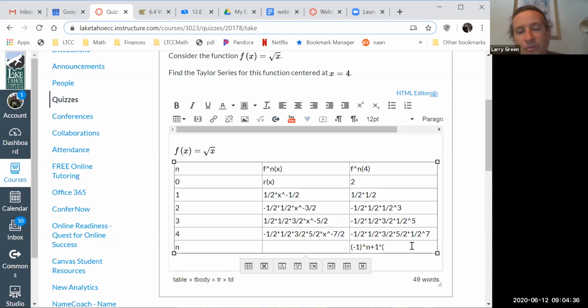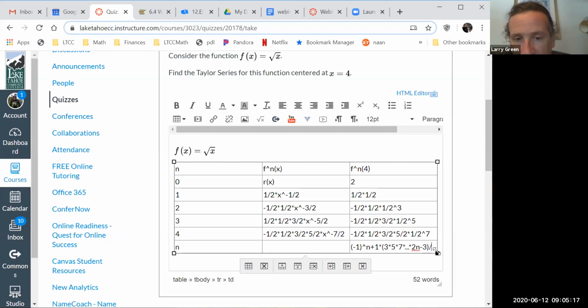So notice that it's the product of the odd numbers. So I'm going to write that as 3 times 5 times 7 times 2n plus 1. Sorry, minus 1. Let me double check. 2n minus 3, because notice 4 times 2 is 8, 8 minus 3 is 5.